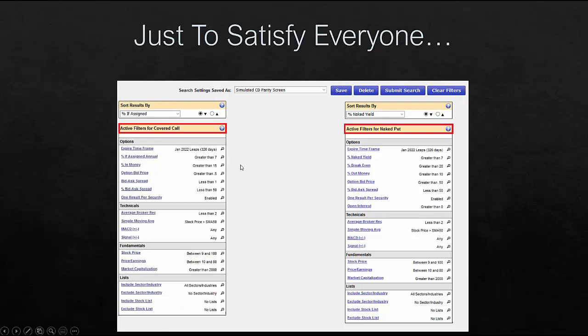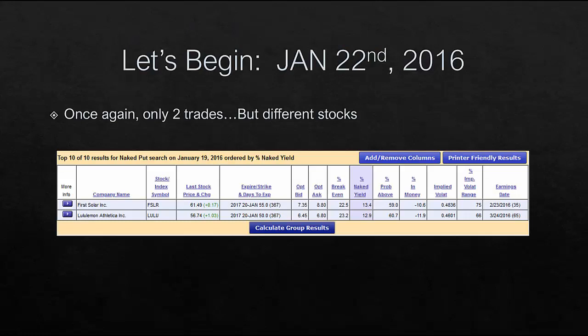And just to satisfy everyone, here's the side-by-side comparison, again, I mentioned 1 year out in time, the returns on the covered call on the left, the same stock criteria, and what we created for the simulated CD parity screen on the right for the naked put, cash secured put search as well. First cycle for the simulated CD naked put screen, January 22nd, 2016. Only 2 trades are met, First Solar and Lulu. Different stocks that came up.